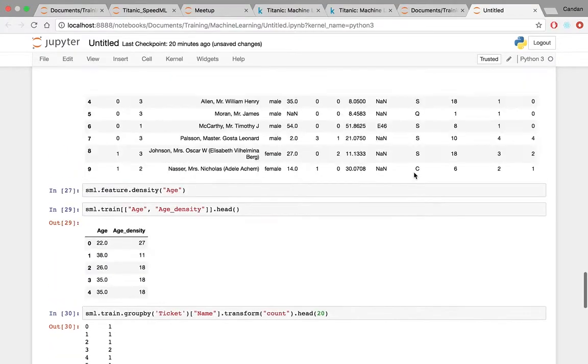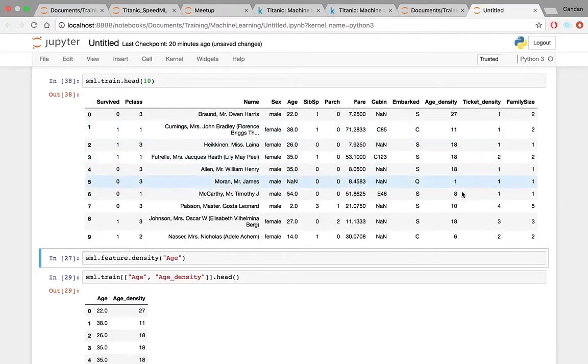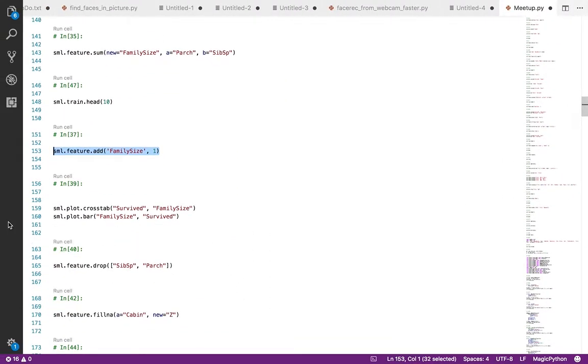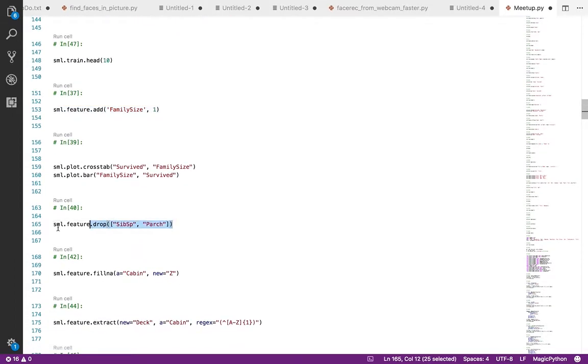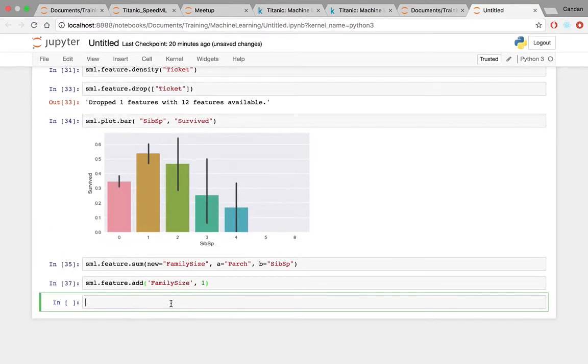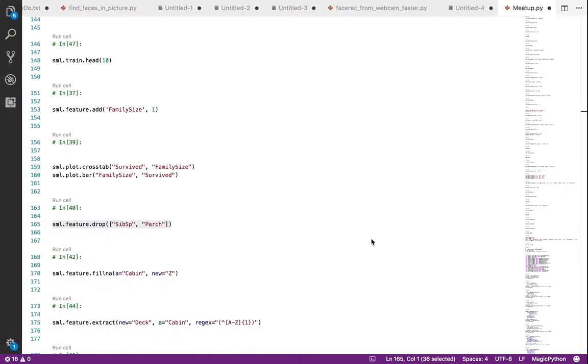Okay, so let's check again. Okay, so seems we're in good shape here. We have numbers here, we have numbers here, numbers here. Some of the numbers still missing. Let's get rid of them too. And what I'm going to do is I am going to drop the siblings and parch because we already correlated that to family size. As you can see, I am doing some kind of data science in order to make my data relevant for machine learning algorithms.